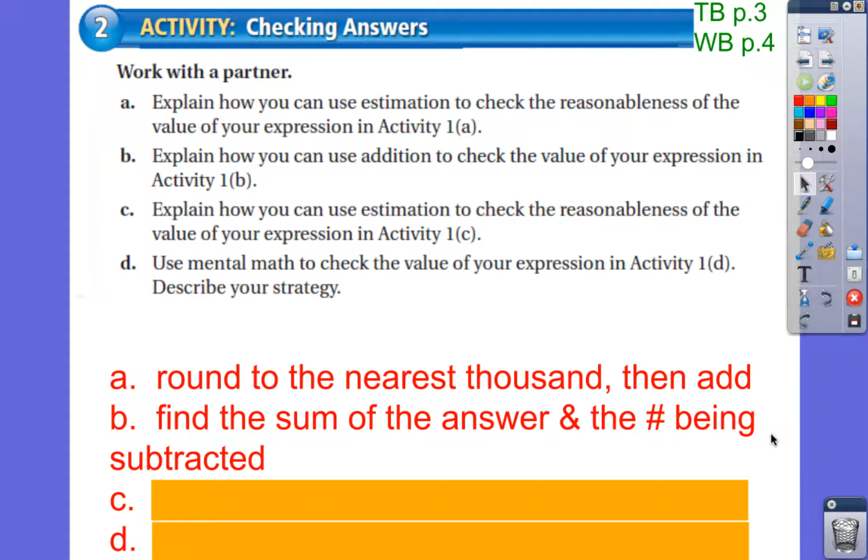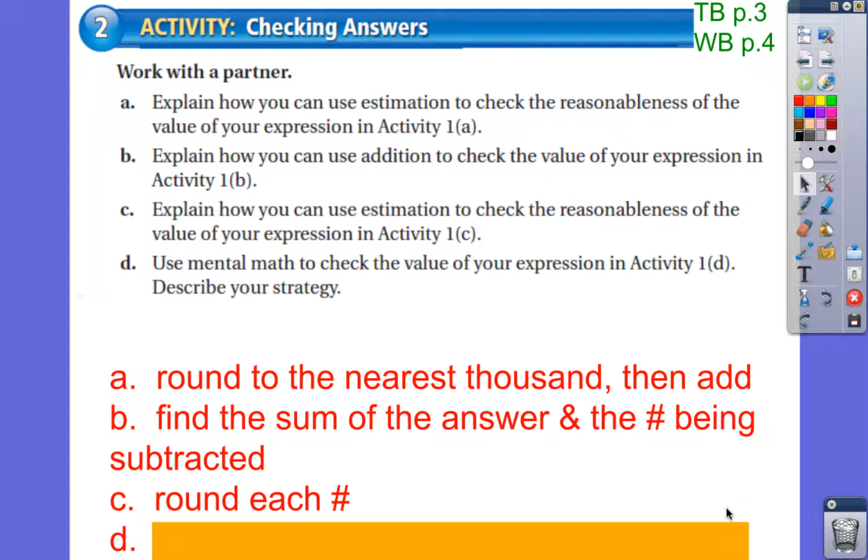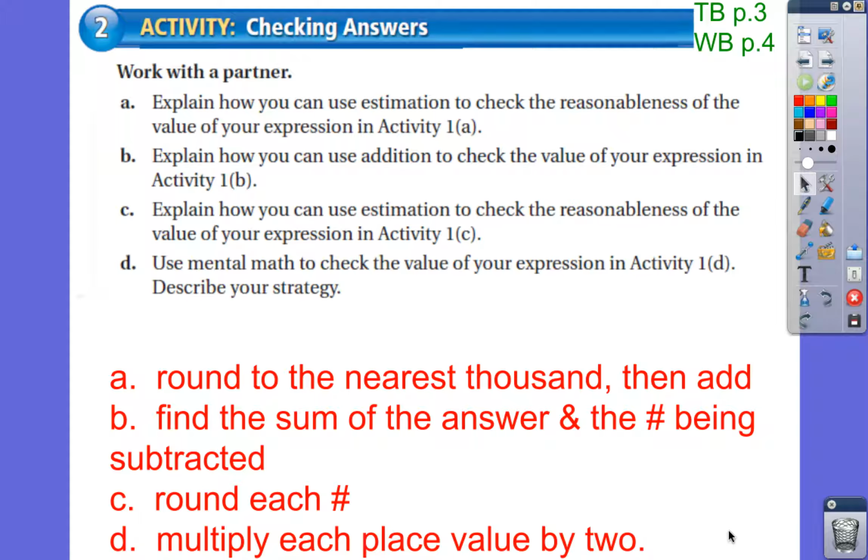Problem C, explain how you can use estimation to check the reasonableness of your answer to 1C. If you rounded each of the numbers and then you multiplied by the 4 or 4 times, then your answer should be very similar, and that would show that the answer 4 times is reasonable. And finally, question D is asking you about mental math. You're going to multiply each place value by 2, and that would be a way to use mental math to check the value of your expression.